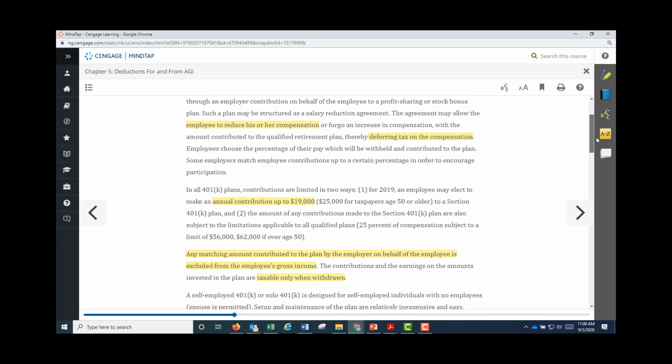Now, the annual contribution could be up to $19,000, more if the taxpayer is age 50 or older. Another benefit of the plan is that the employer may match the amount contributed to the plan by the employee, and this is excluded from the employee's gross income. The contributions and earnings on the amounts, again, are taxable only when withdrawn.